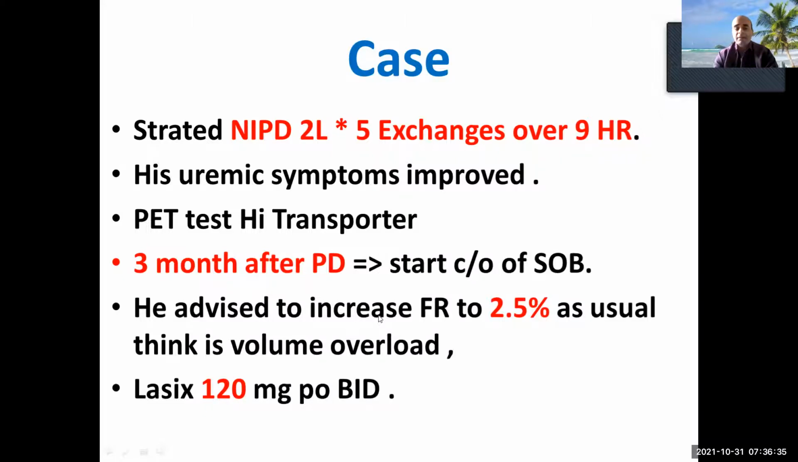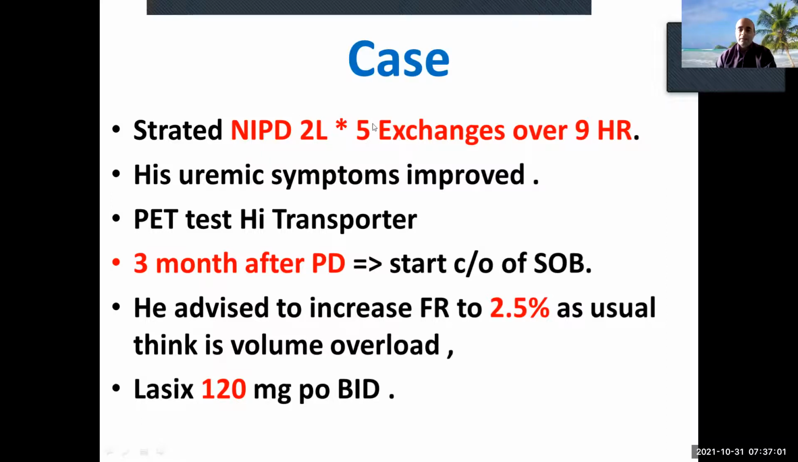This patient, 3 months after starting PD, started to complain of shortness of breath. He called and asked what he should do, saying he was complaining of shortness of breath increasing daily. He was advised to increase the fluid regimen from 1.5% to 2.5% as usual.